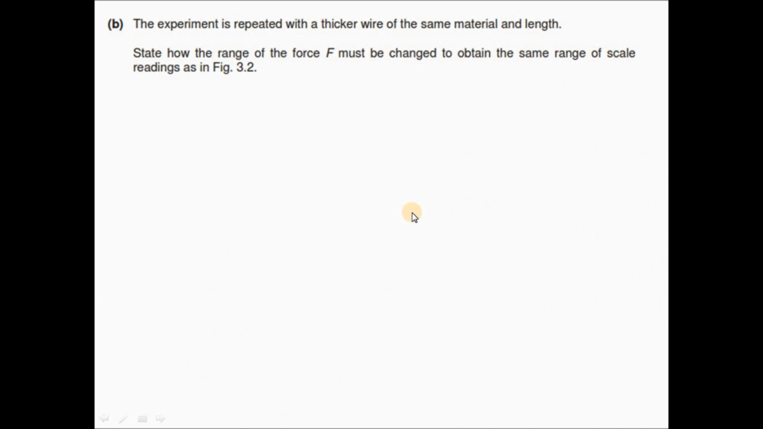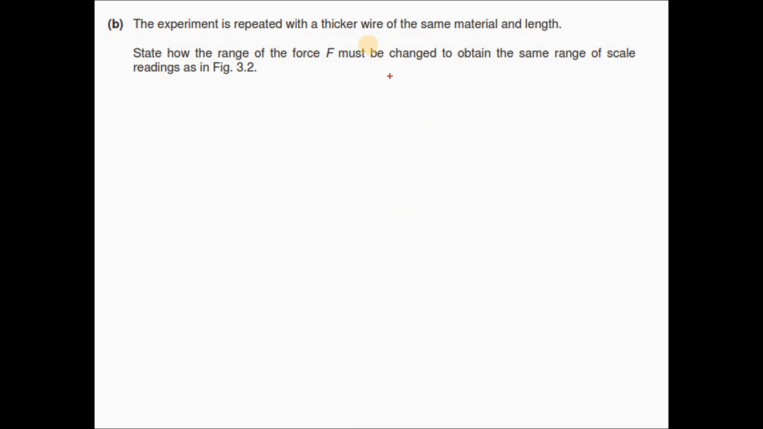Part B. The experiment is repeated with a thicker wire of the same material and length. State how the range of the force F must be changed to obtain the same range of scale readings.